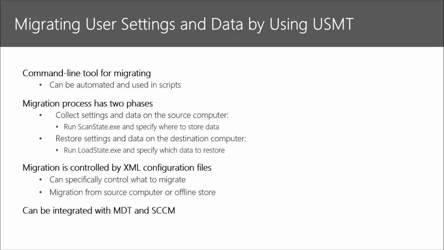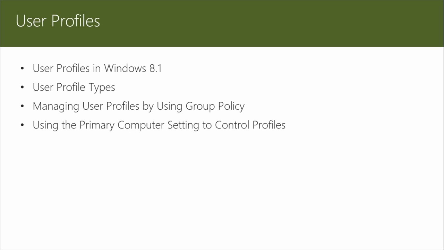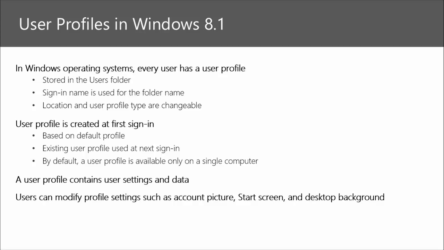USMT, by the way, is basically scanstate on the old computer, loadstate on the new computer, and you can use XML files to totally customize the process. Scanstate, loadstate. Next up is user profiles. User profiles have not changed significantly since previous versions of Windows. Just be aware, user profiles are now in the C:\users folder. Every couple of versions of Windows, they seem to change the location. So profiles are still there. They're in the users folder now.